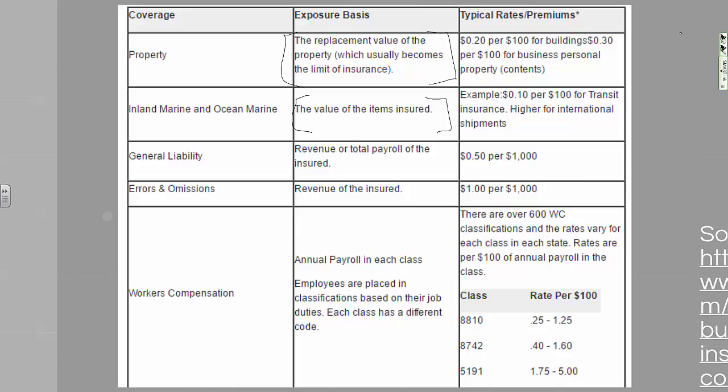But one way of setting the exposure basis for general liability and errors and omissions is the revenue of the insured. With general liability, as we've discussed before, another way is total payroll. The idea being that the larger the revenue or total payroll of the insured, the greater their exposure to a negligence lawsuit. It does make sense that workers' compensation should be somewhat based on annual payroll, since a significant portion of the workers' comp exposure is the indemnity or replacement of lost wages.